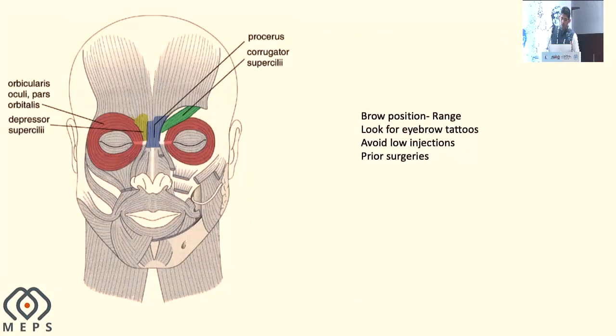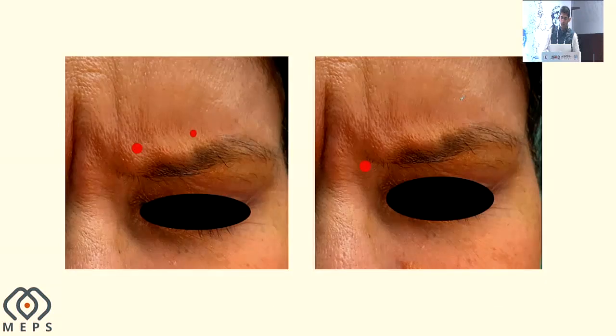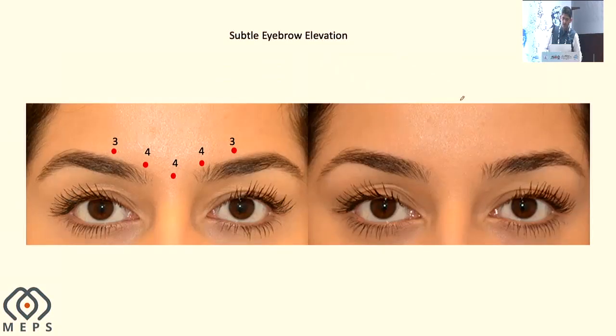Now, we already spoke about the eyebrow and the complex, but these are general injection points which you can follow for the procerus, the depressor supercilii, and the corrugator muscles. Usually when I inject, I ask the patient to frown so that I can exactly delineate where to inject. And then this is the standard dosage followed for a young lady.